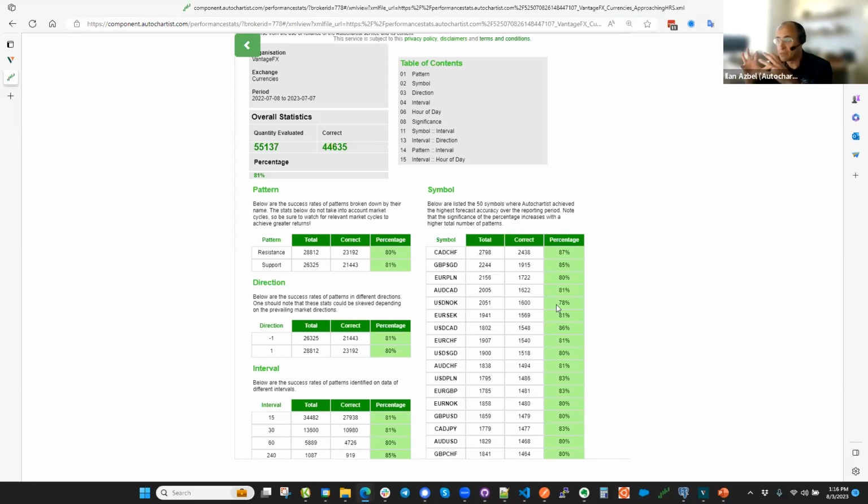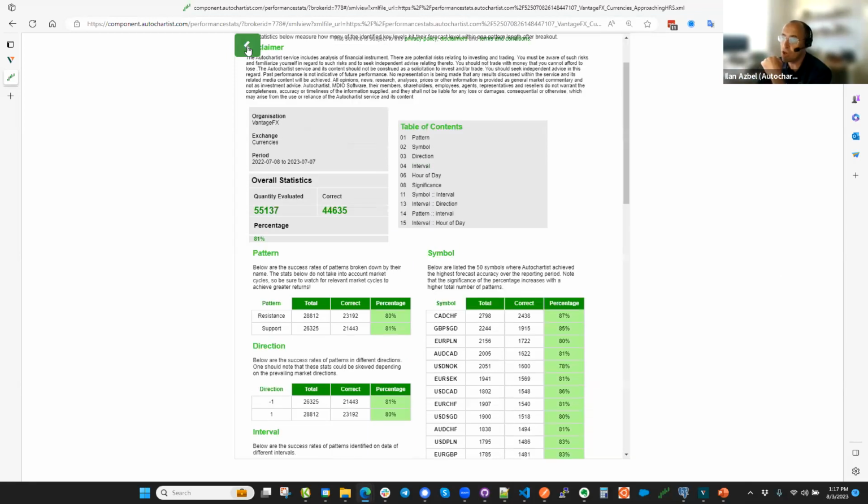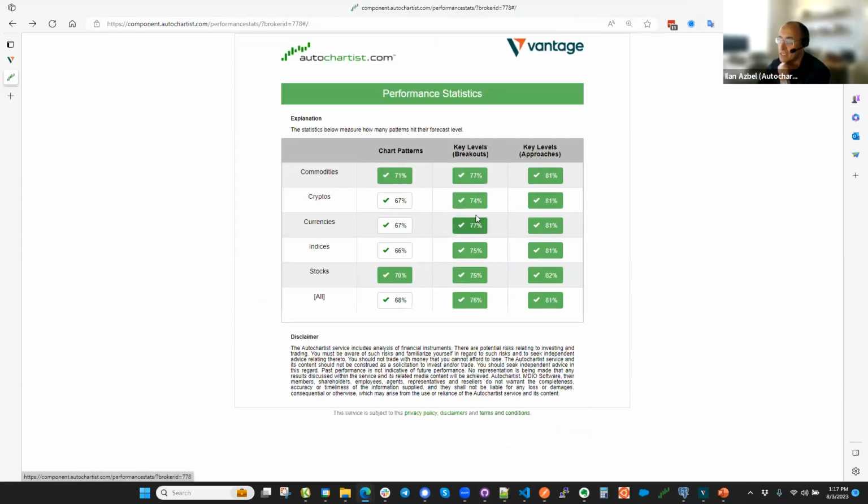Right? So yes, the likelihood, as you can see by these statistics, is really high of reaching those target levels. I feel that they are a little bit skewed because we haven't taken into account the size of the movement, right? The size of the movement on the breakout key levels or the breakout chart patterns, those sizes are much, much bigger, right? So the stats are smaller, but the movements are much more significant.